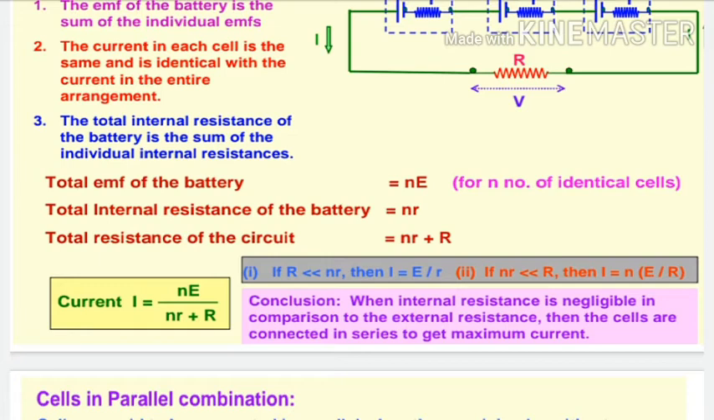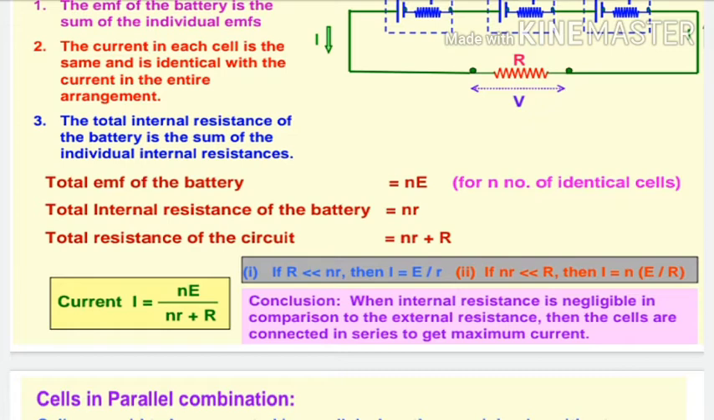Capital R is the resistor connected externally to the series combination of the cells. So from here, if we find the value of the current I flowing through the external resistor, then from the above discussion I equals nE, that is the total potential provided by the battery, divided by the total resistance, that is the internal and the external resistance, nr plus R. Okay, from here we can discuss different cases.